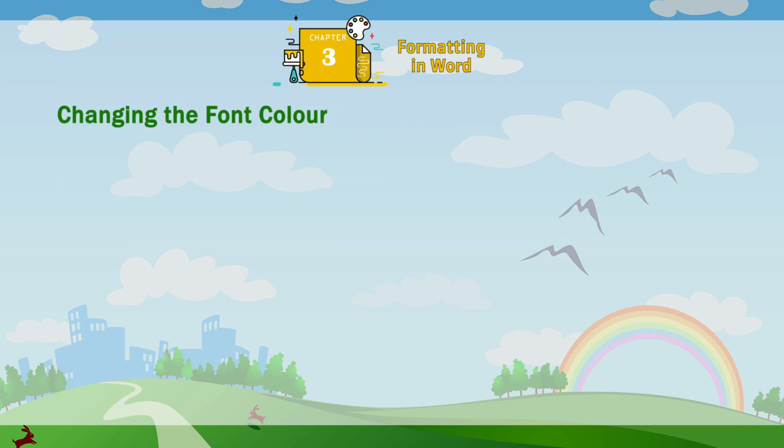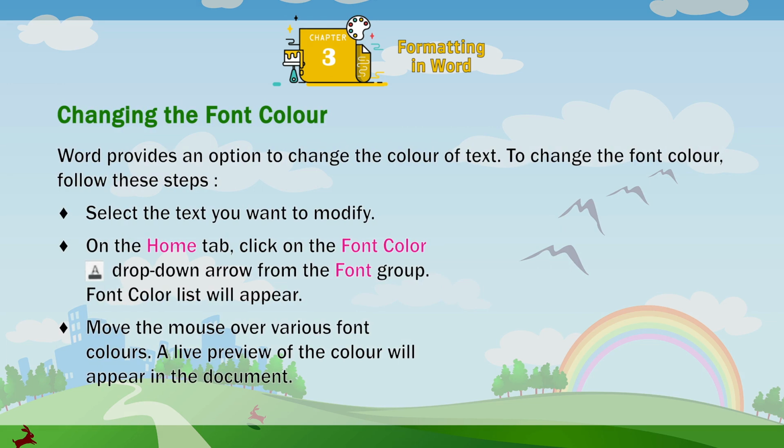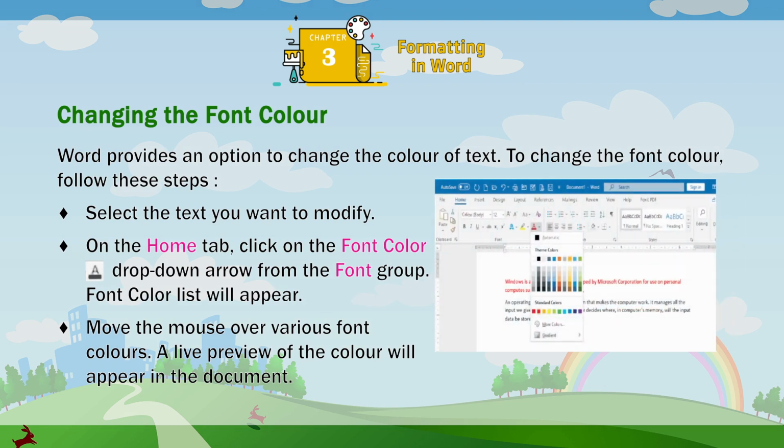Changing the font color. Word provides an option to change the color of text. To change the font color, follow these steps. Select the text you want to modify. On the Home tab, click on the font color drop-down arrow from the font group.